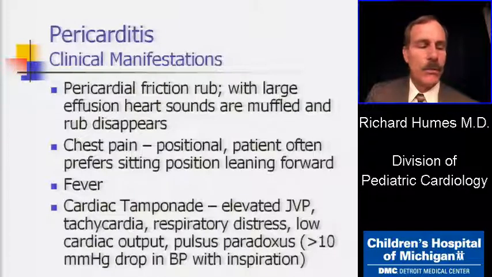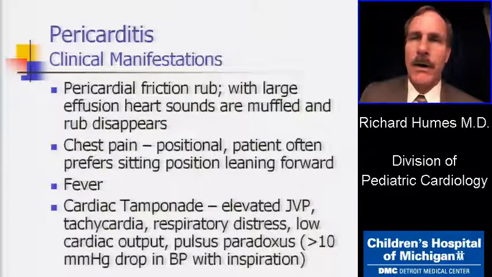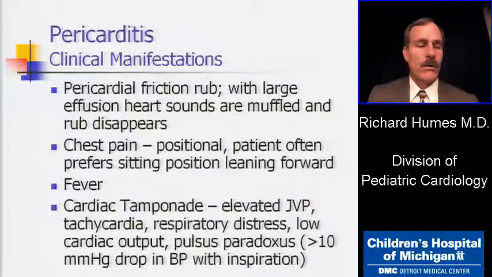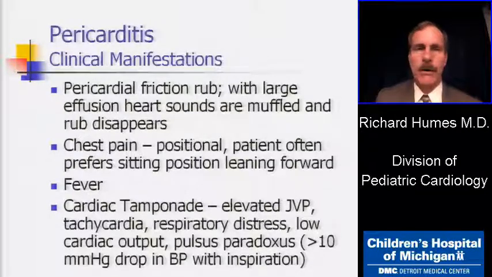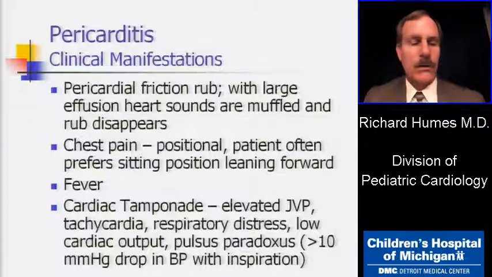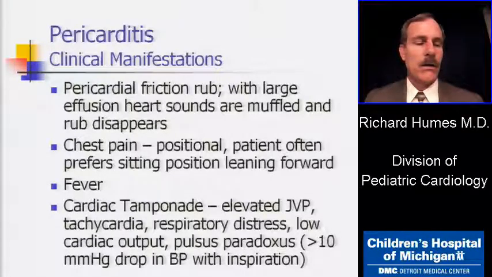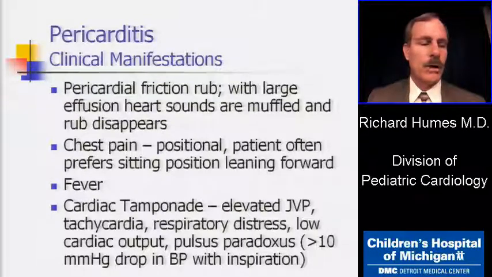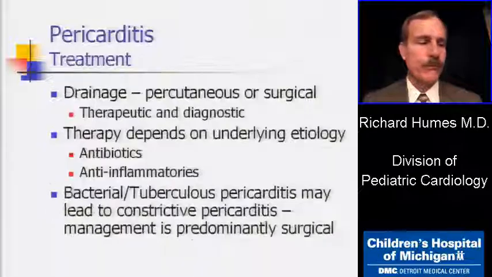It is positional, with the patient often preferring a posture of sitting and leaning forward. You may also get fever, and with enough pericardial fluid, and particularly if it is accumulated rapidly, you may get cardiac tamponade. This is evidenced by increased jugular venous pressure and jugular venous distension, tachycardia, respiratory distress, low cardiac output, and the presence of a pulsus paradoxus, which is a greater than 10 millimeter drop in blood pressure with inspiration.